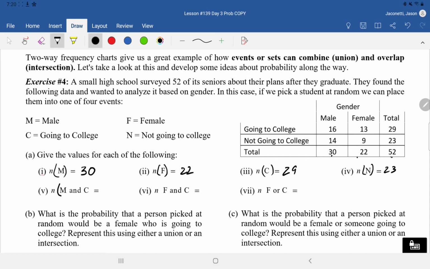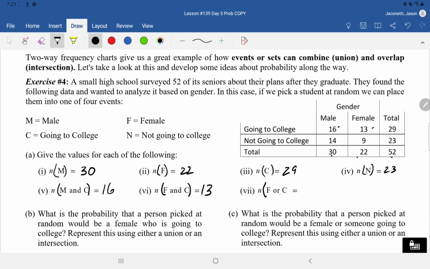Now, let's talk some ands. So, if it's both male and going to college, that's right here at 16. Female and going to college is going to be the 13. Why? Because that's where the row and column meet each other.